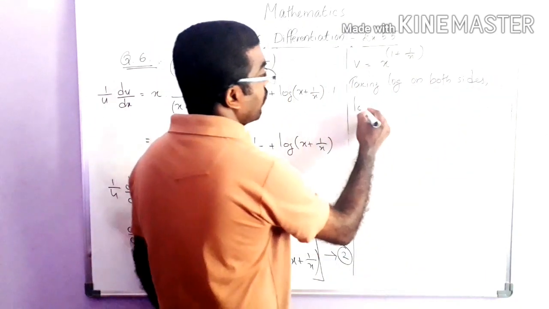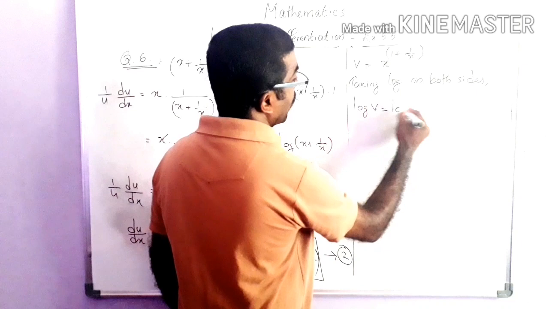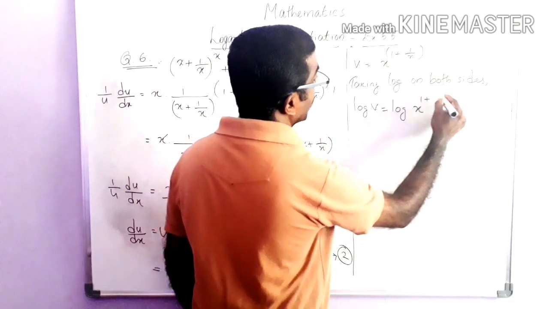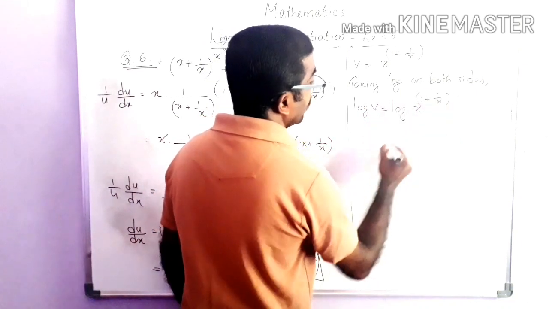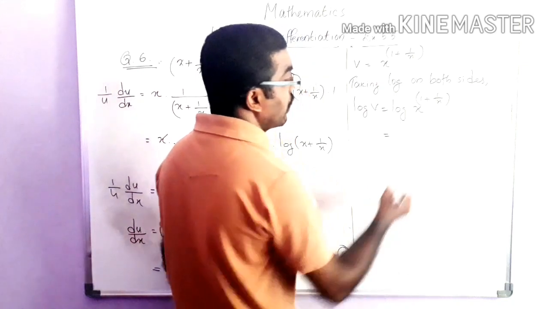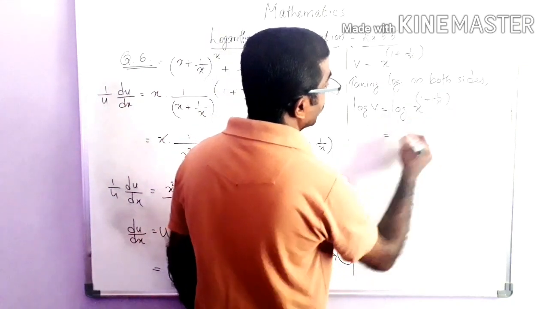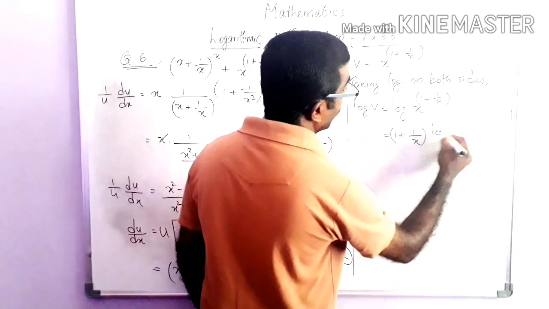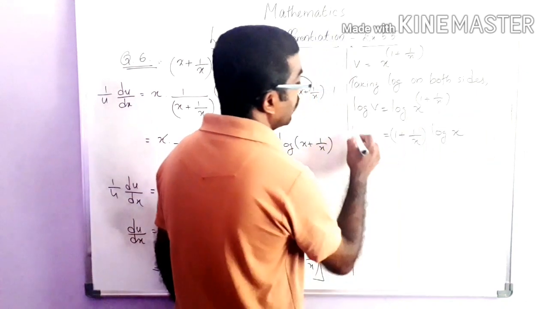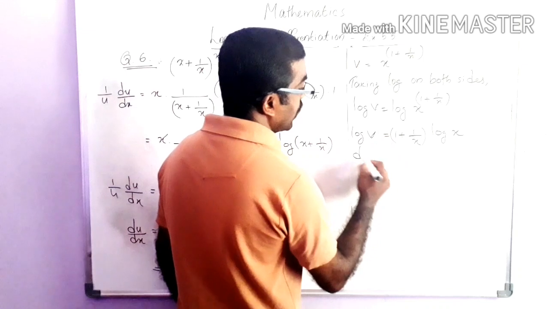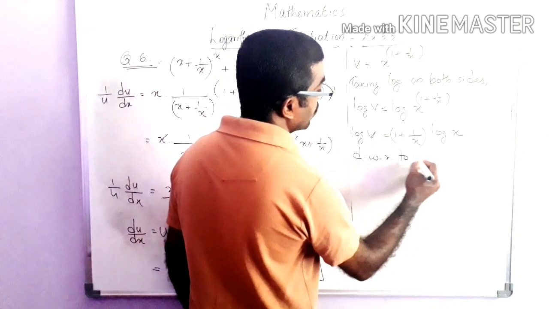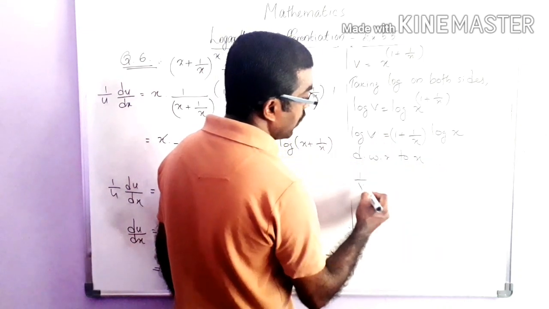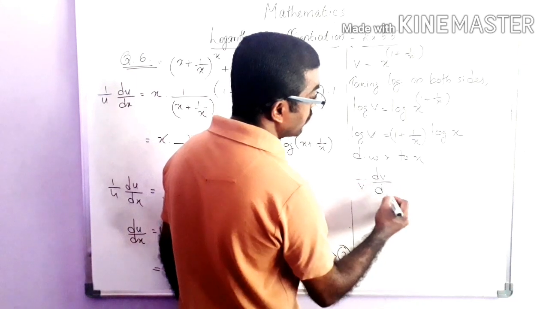And we get log v is equal to log of x raised to 1 plus 1 by x. Again we can apply the property of logarithm, log a raised to b is b log a. So log v is equal to 1 plus 1 by x into log x. Okay. Then differentiating with respect to x, we get 1 by v into dv by dx.